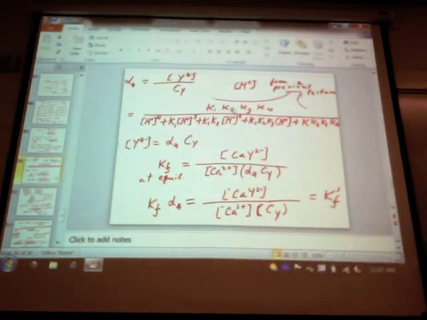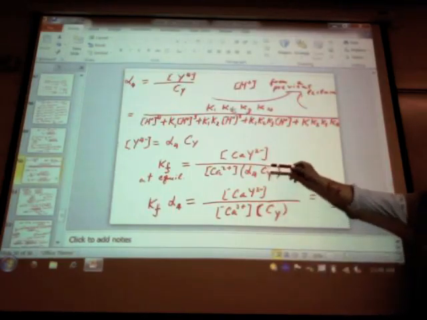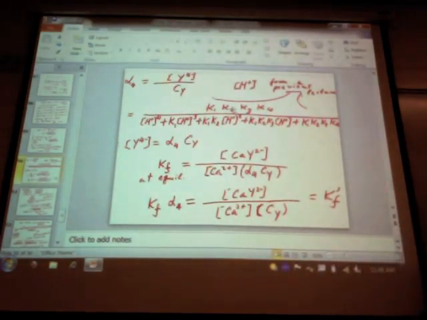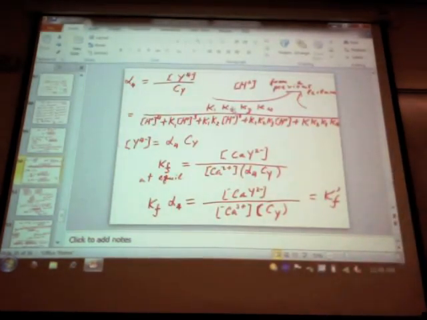Mr. Lowe, wouldn't your Y to the negative 4 just equal your K1, K2, K3, and K4? Because if your alpha 4 is equal to Y4 over Cy, and then it's equal to K1, K2, K3, K4 over your total concentration, right? And if in that equation the calcium over... if alpha 4 and Cy are equal, wouldn't they look alike?